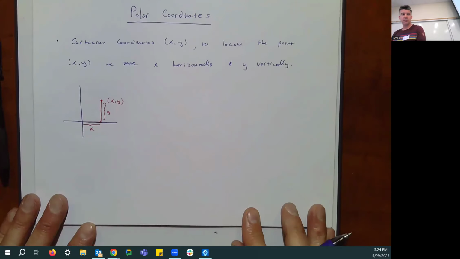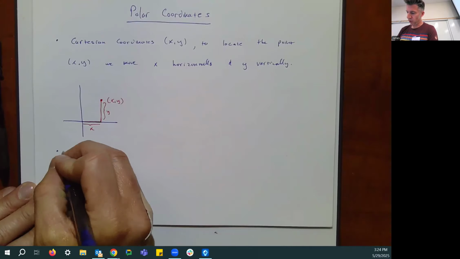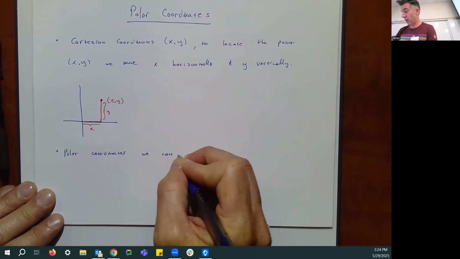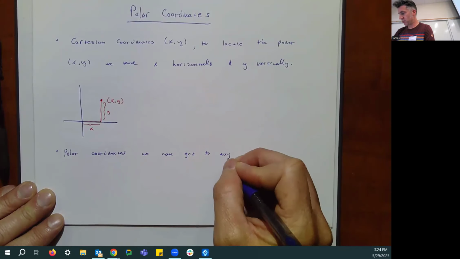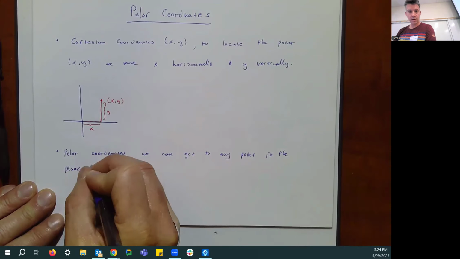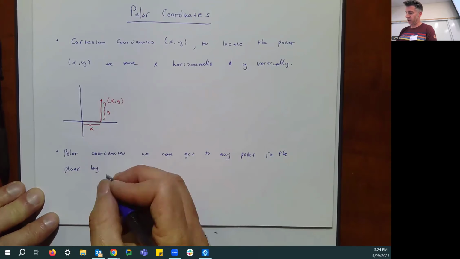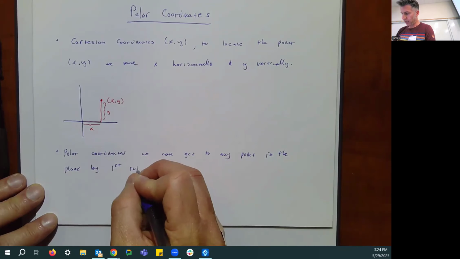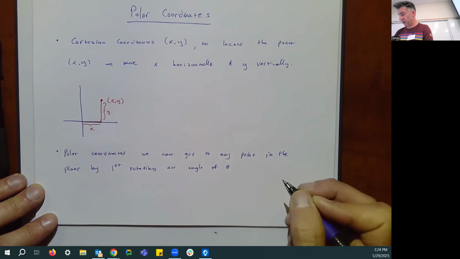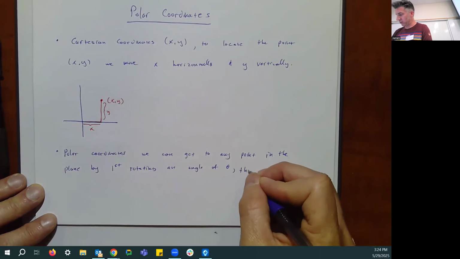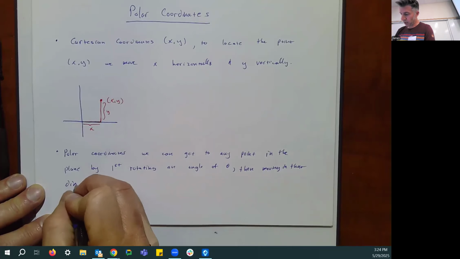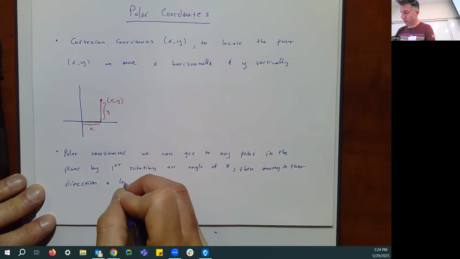Polar coordinates are very different. With polar coordinates, we can get to any point in the xy plane by, you can kind of think of it either way, first rotating an angle of theta, whatever that angle needs to be, and then moving in that direction a length of r.